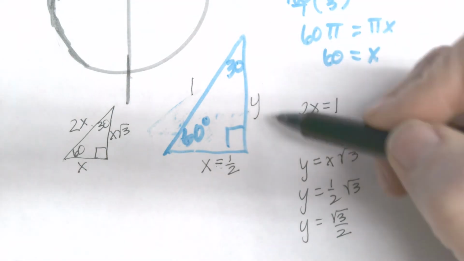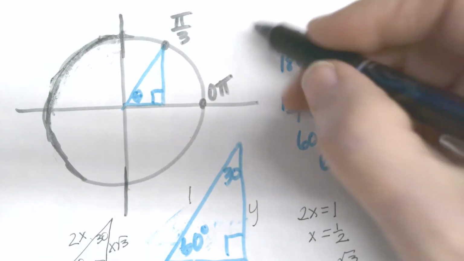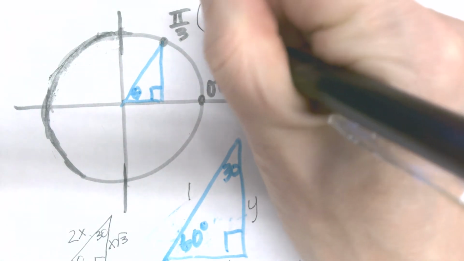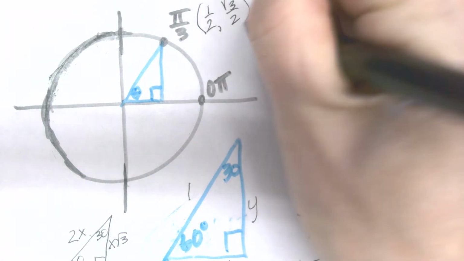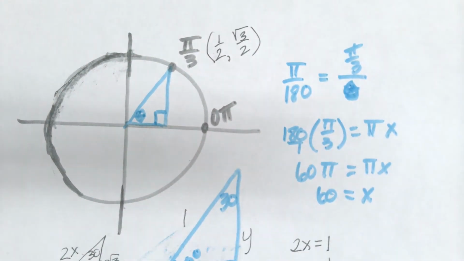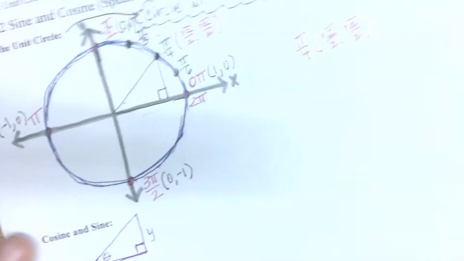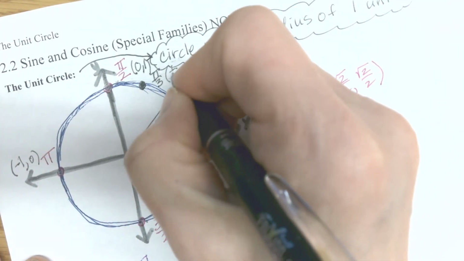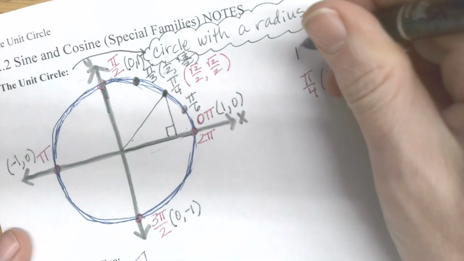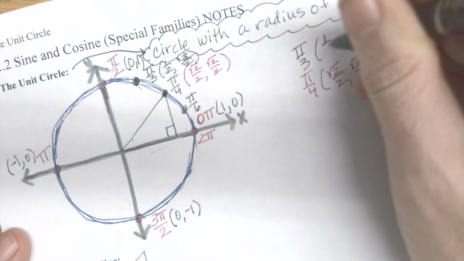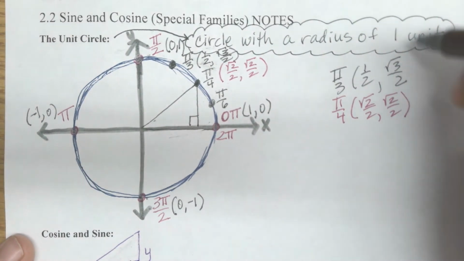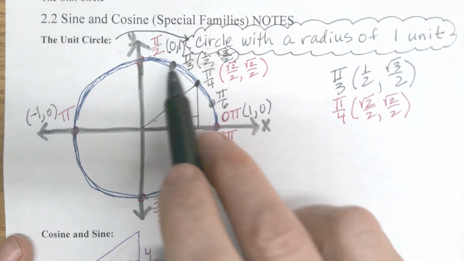So what I've just done is created a point for pi over 3 using the special right triangles. So this is 1/2, square root of 3 over 2. X was 1/2, and y was the square root of 3 over 2. So I can go back to my pi over 3 and make that point 1/2, square root of 3 over 2. Let's move it over here where I can see it better. Pi over 3 is 1/2, square root of 3 over 2. And that came from, again, using the special right triangle.